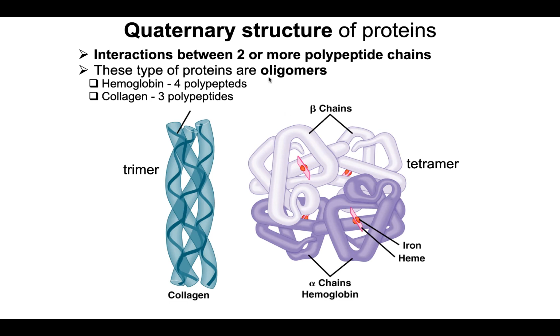And we call these types of proteins oligomers. They are proteins that are made up of more than one polypeptide chain. Collagens are trimers because they have 1, 2, 3 chains, and hemoglobin is a tetramer because it has 1, 2, 3, 4 chains.